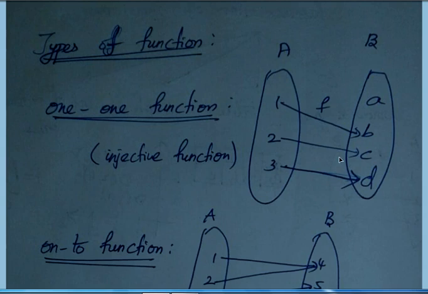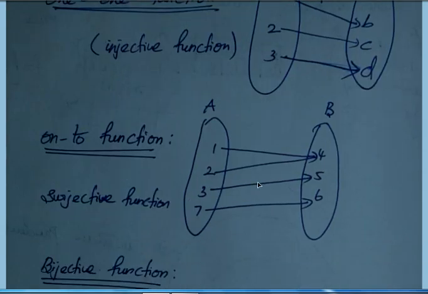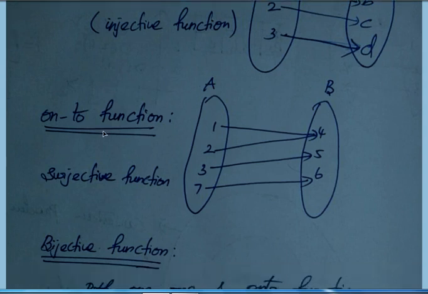On the right side, there is only one arrow reaching each element, which means we directly say it is a one-to-one function. One-to-one function is otherwise called injective function. Next one is onto function.